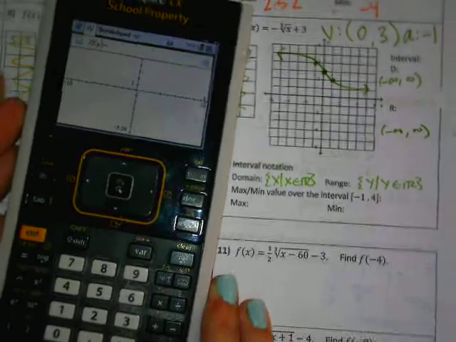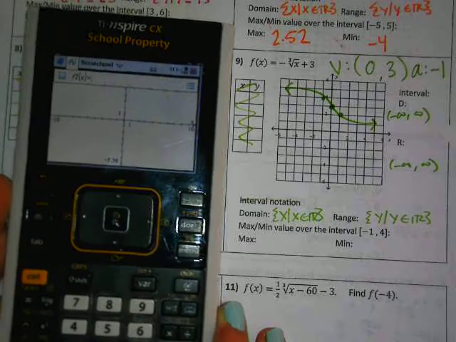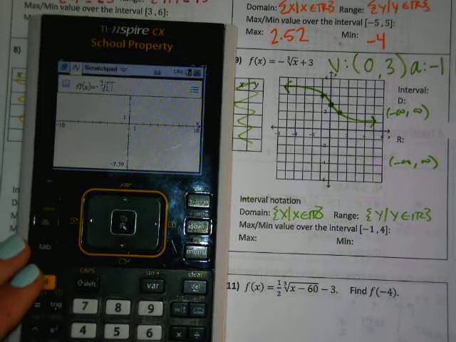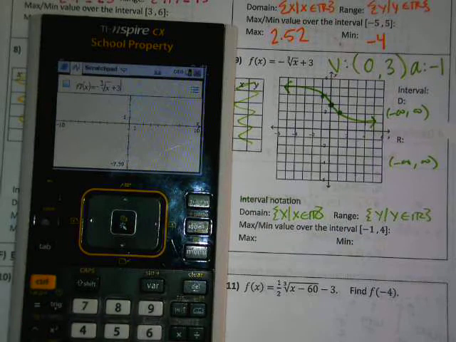All right, let's do max and min real fast. If you feel confident and want to do it yourself, go ahead. Maximum. Make sure you put the +3 on the outside of your bar.